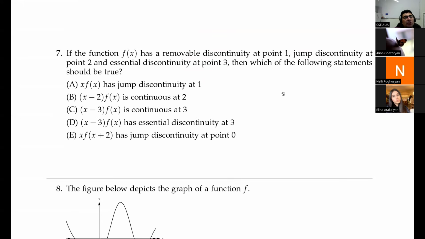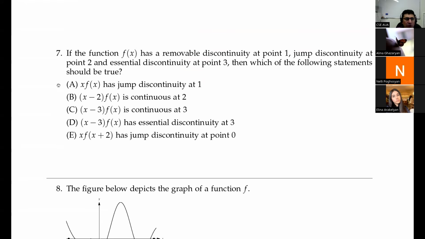F has a removable discontinuity point at 1, a jump discontinuity point at 2, and an essential discontinuity point at 3. Which of the following should be true?